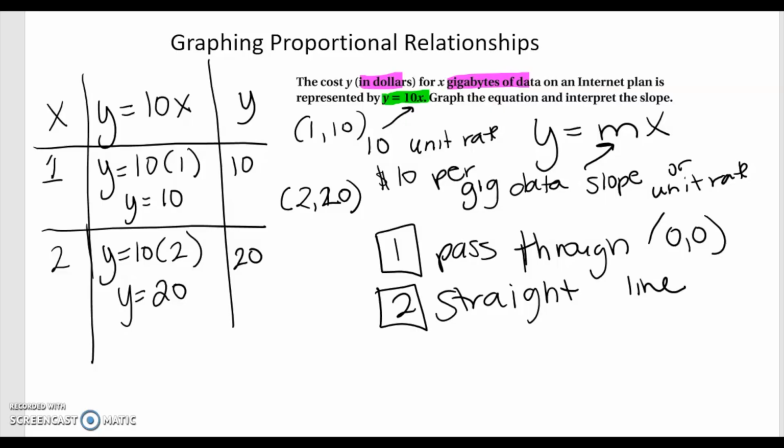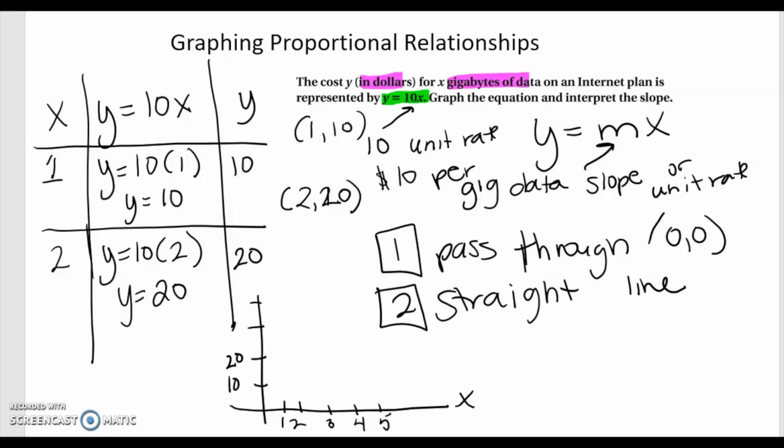So what we want to do is get a grid using some graph paper, and we're going to graph these points. Now it's always best if we can graph using graph paper. So on your graph paper, you're going to draw your coordinate plane. Again, this is our x-axis. You can make the scale whatever you want. And my y-axis, I'm going to go by tens.